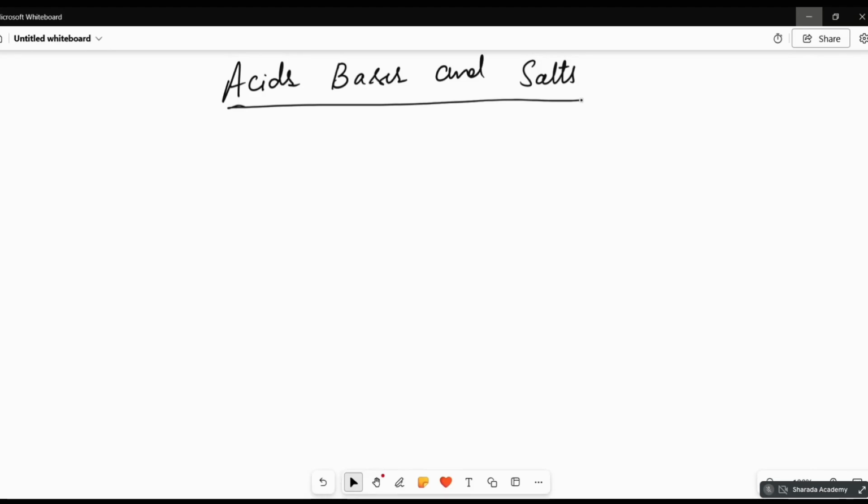Okay, acids, bases, and salts. So we have three types: one is the acid, we have the neutral, and then come the bases. These are the three types of what we see. We can classify any component into these three types using its pH value: acids, neutral, and bases.